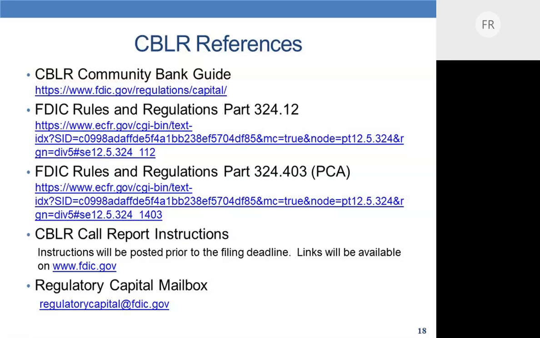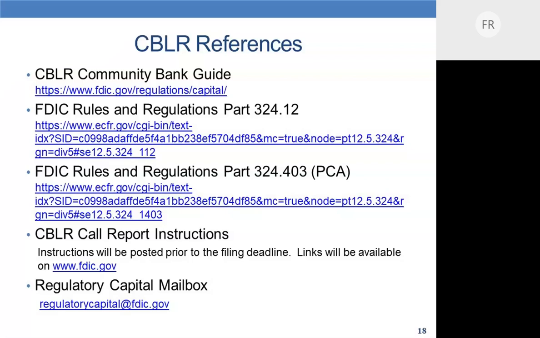Thanks, Susie. One of the questions is, if capital surplus and retained earnings are less than 9%, but with 100% of the allowance for loan and lease losses it would be 9%, does the bank meet the 9% CBLR ratio? The answer to that is no. The CBLR leverage ratio is calculated the same way as the current Tier 1 leverage ratio, and the existing calculation of Tier 1 does not include the allowance for loan and lease losses. Therefore, under the CBLR, you would not be able to include any portion of the allowance for loan and lease losses.